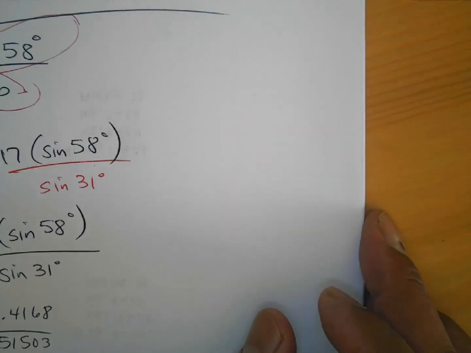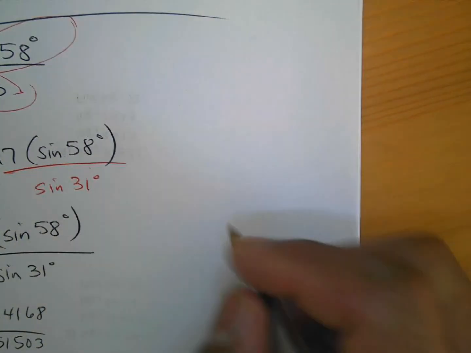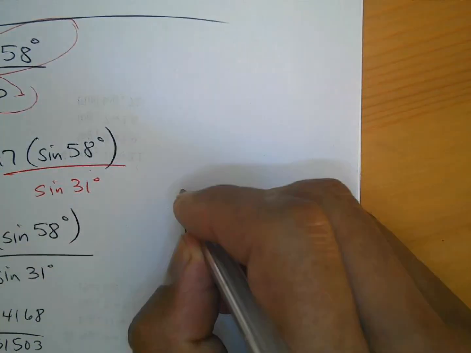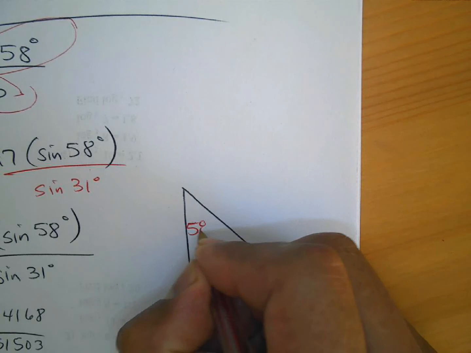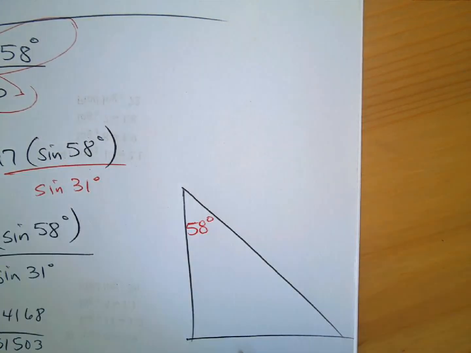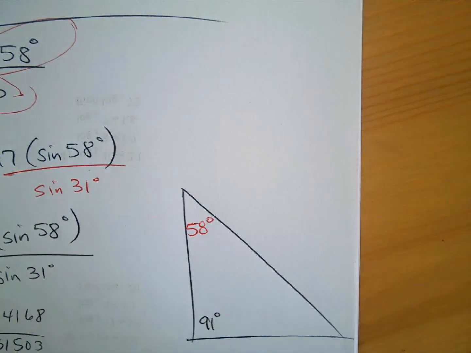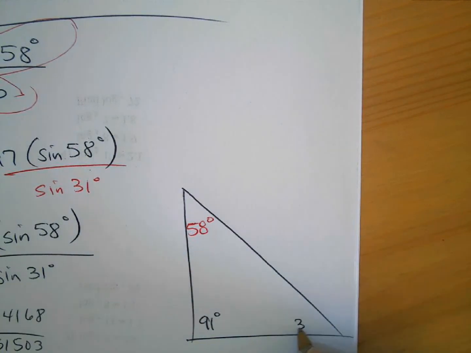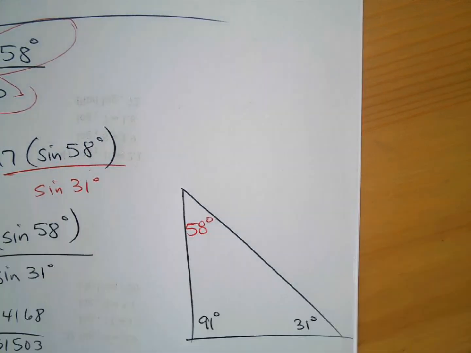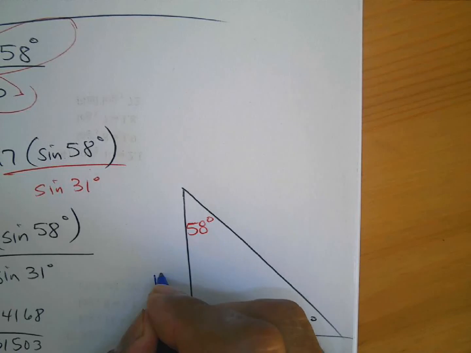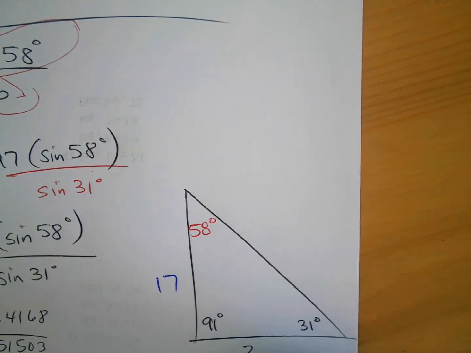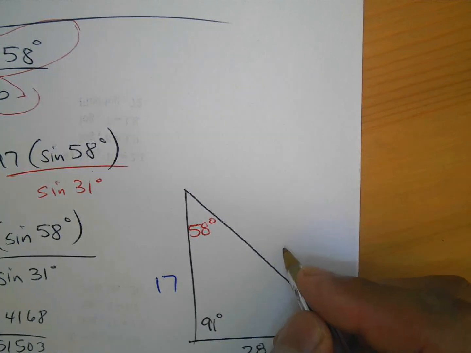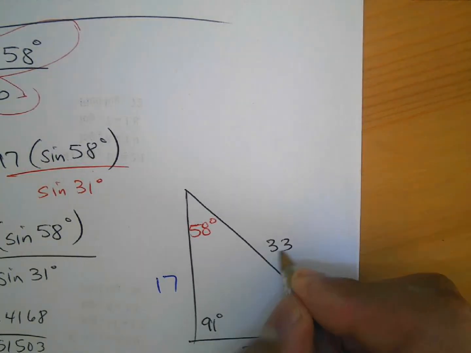Okay, and then ultimately, at the last, I would like you to draw that triangle and put all the values, right? It was 58 for this angle. It was 91. It was almost a right triangle, right? But it's not. It was 31. I want you to show all the angles and then all the side measures. This 17 was given. And we found this one to be 28, and we found this one to be 33.